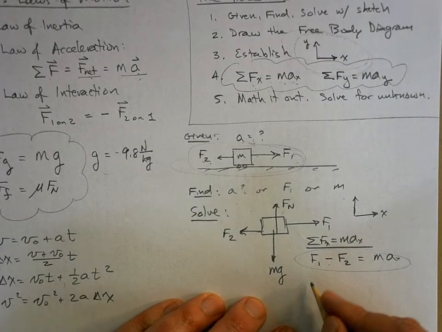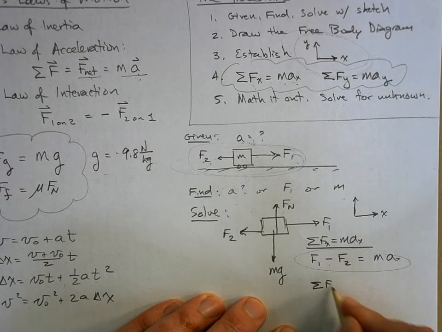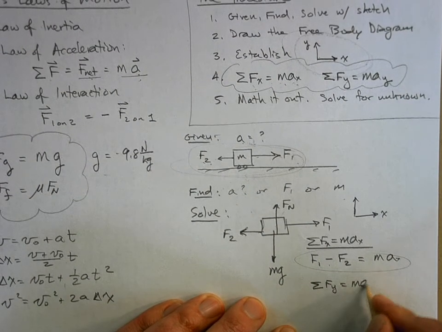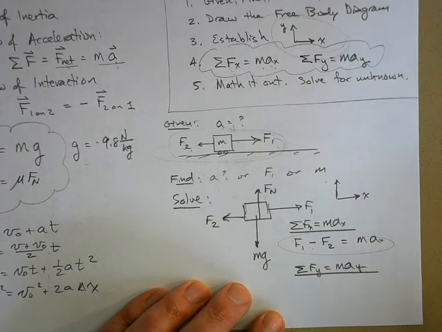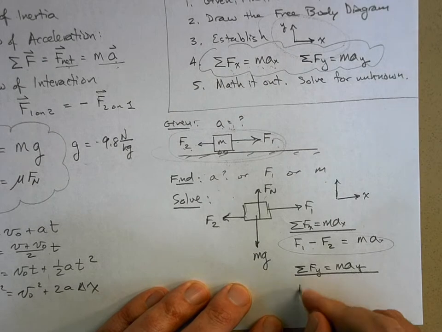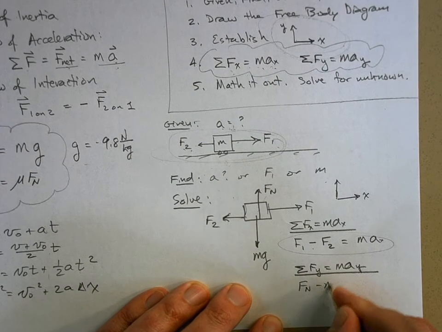But you just might need to know this. Sum the forces in the y direction equals ma in the y. What are the forces in the y direction? Well, we've got the normal force minus the weight equals.